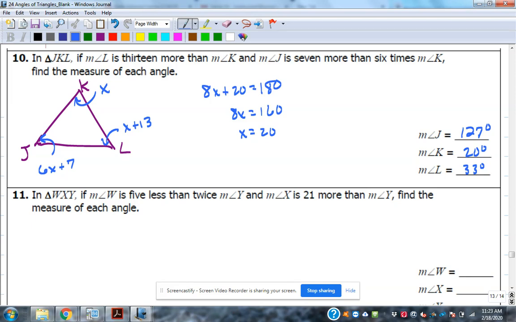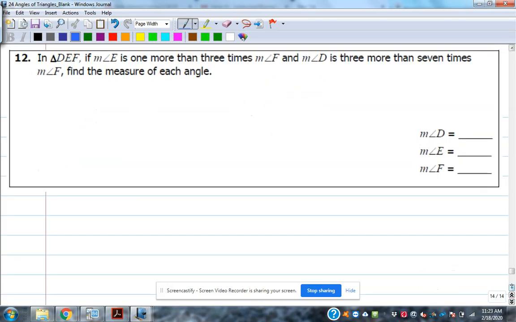So 11 is a similar idea. The measure of angle W is 5 less than twice the measure of angle Y. And then the measure of angle X is 21 more than the measure of angle Y. Everything stems off the measure of angle Y. So you make that x and go from there. So 11 is the same idea as 10 was. 12.